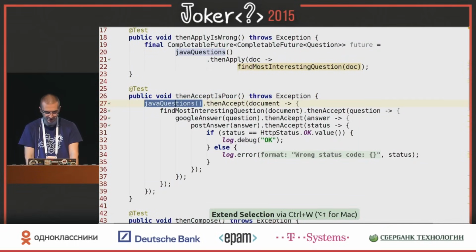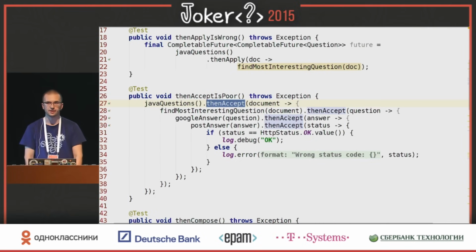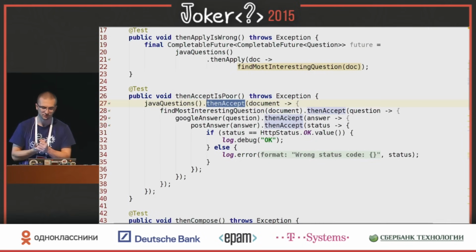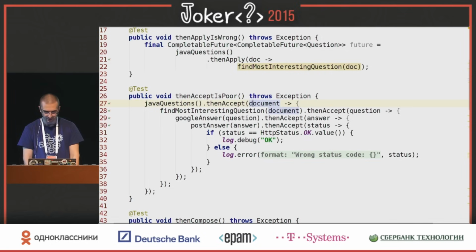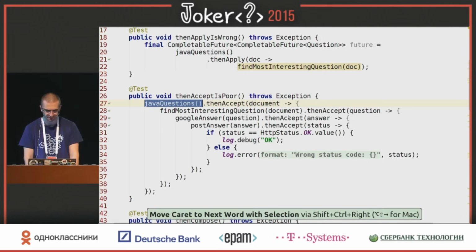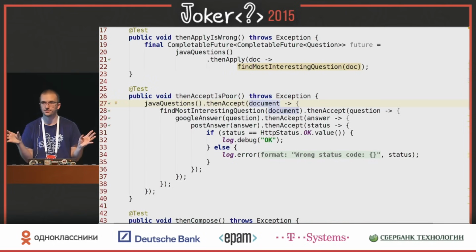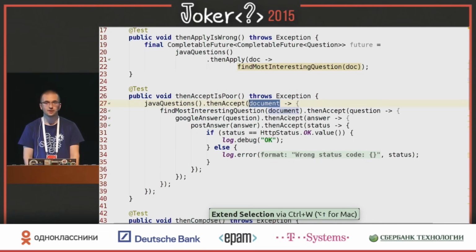So you have javaQuestions. And then you hit thenAccept. Remember, thenAccept takes a callback but doesn't really return anything. It just runs a piece of code when a future is done. So okay, I have a document. So javaQuestions returns a future of Document. You all see the source code, right? You're not just listening to me. Cool. So this one is a Document, a real document, because the future was completed at some point.